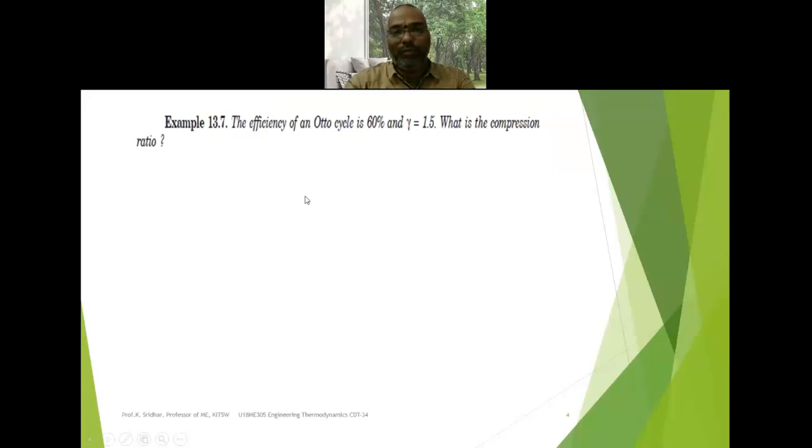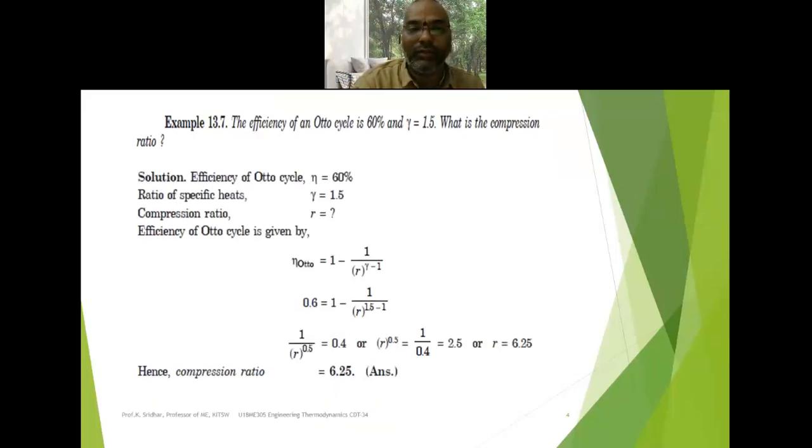This is one of the problems given in a previous GATE examination. The efficiency of an Otto cycle is 60% and the adiabatic index gamma is 1.5. What is the compression ratio? To answer this question, you should know the efficiency of the Otto cycle, that is, efficiency equals 1 minus 1 by r to the power of gamma minus 1. That is the air standard efficiency of the Otto cycle.